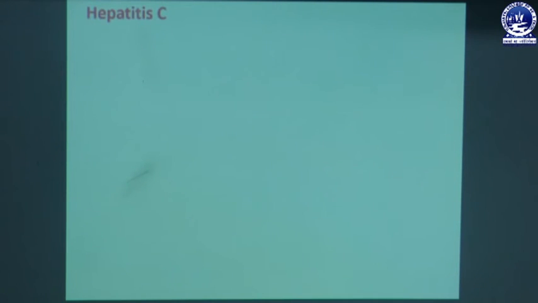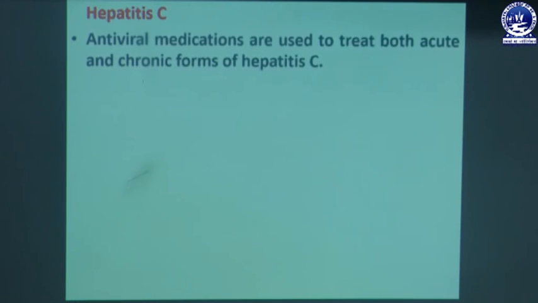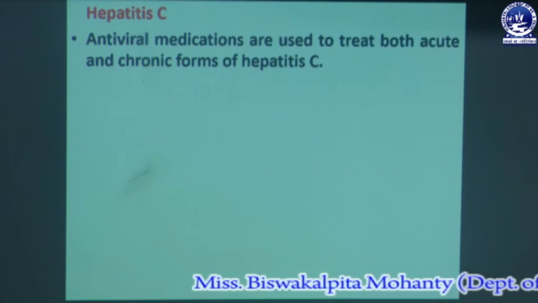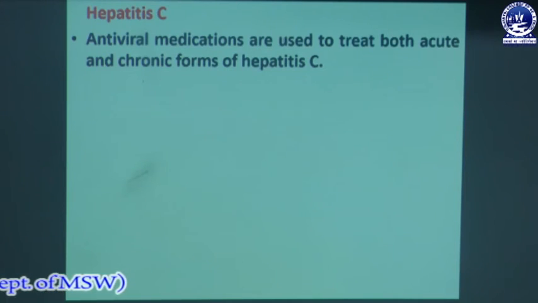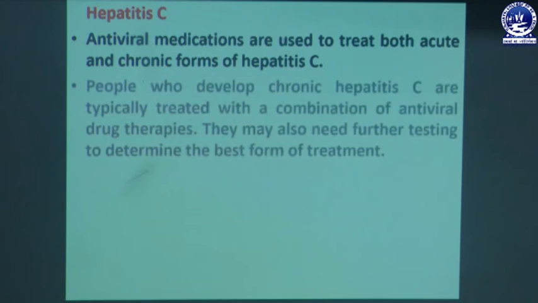And next is hepatitis C disease. What are the treatments for hepatitis C? Antiviral medications are used to treat both acute and chronic forms of hepatitis C. People who develop chronic hepatitis C are typically treated with a combination of antiviral drug therapies. They may also need further testing to determine the best form of treatment.